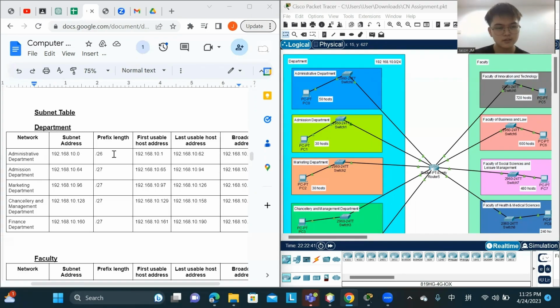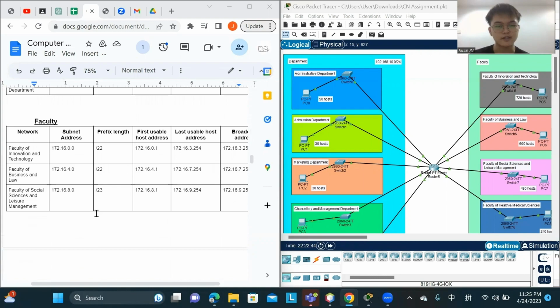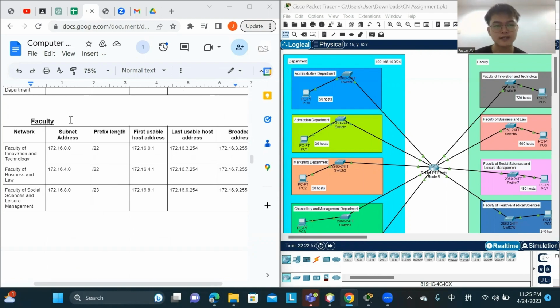So this is the overall of the department, and let us take a look at the faculty. The faculty is using another most popular private IP address, which is 172.16.0.0. And let's take a look at the prefix length first. The prefix length of the Faculty of Innovation and Technology is 22, which is 32 minus 10, and we get the 22. So we know that the host bit is 10 and the available host will be 1024.